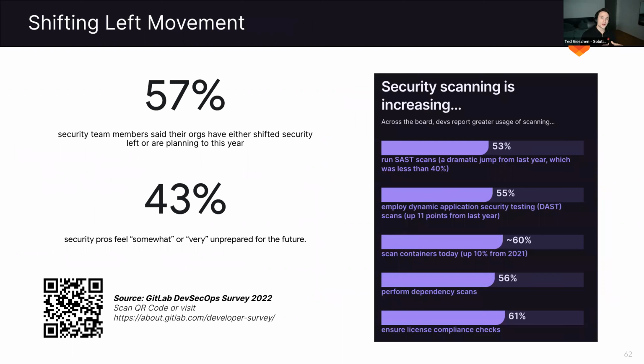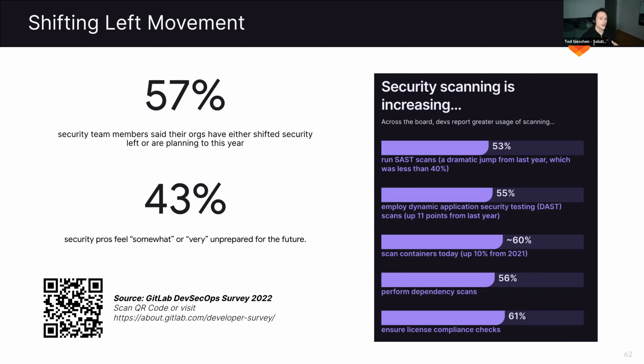So with such a drastic increase in attacks, companies obviously want to be able to detect and address any security vulnerabilities quickly and easily. And again, this is where that idea of shift left comes in, right? The idea of finding and addressing vulnerabilities early in your software development lifecycle. And this is what companies are focusing on now. Our 2022 survey showed that 57% of security team members said that their organizations are shifting left now or plan to do so in the near future.